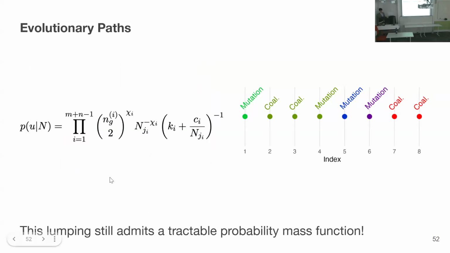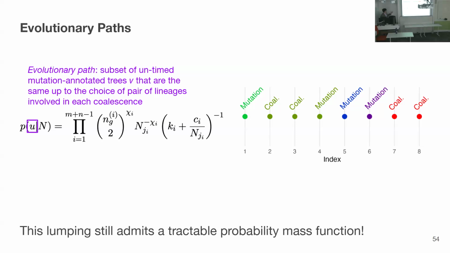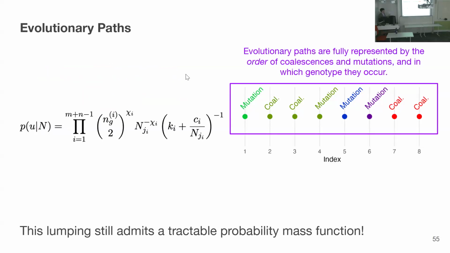It turns out that this lumping still admits a tractable probability mass function, and the only thing we have to multiply the previous probability mass by is an additional combinatorial factor: the number of current extant lineages of a given genotype, choose 2, for each coalescent event. Now, I'm going to use the letter U to refer to this thing called an evolutionary path, which technically is an equivalence class of the previous object that we introduced, V, that are the same up to the choice of pair of lineages involved in each coalescence. That's a mouthful, but a better way to think about it is that an evolutionary path is simply a sequence of genotypes in which each evolutionary event occurs, that being a coalescence or a mutation, together with the label of that as either coalescence or mutation.